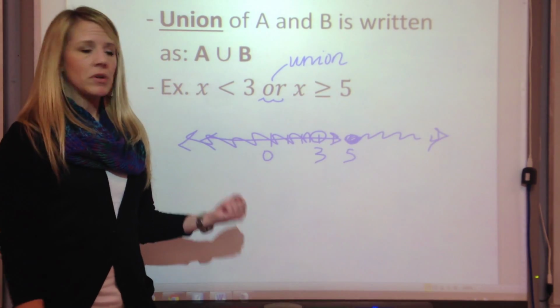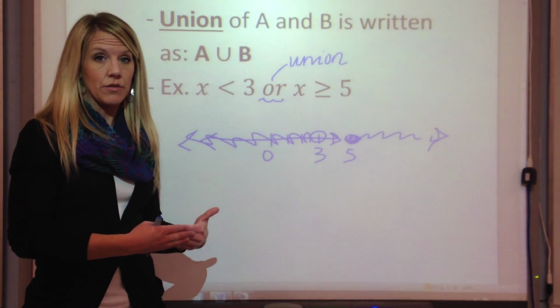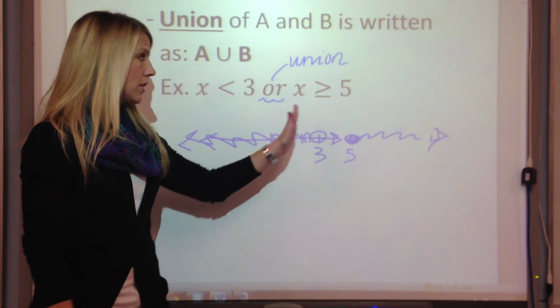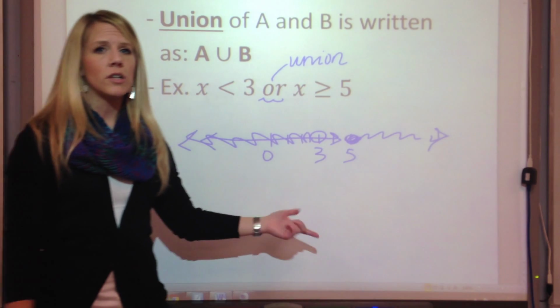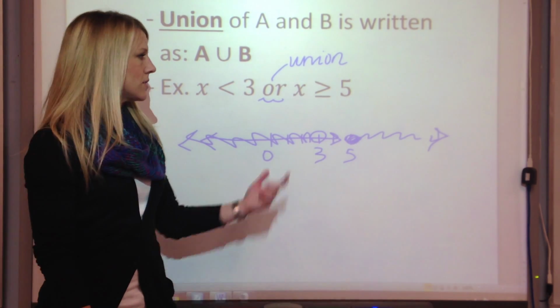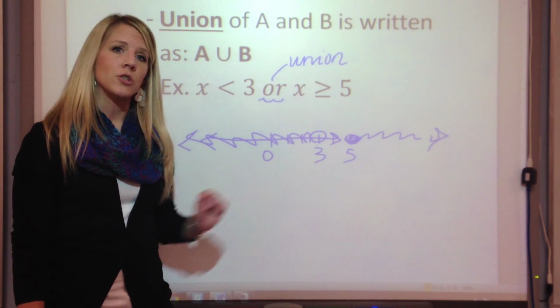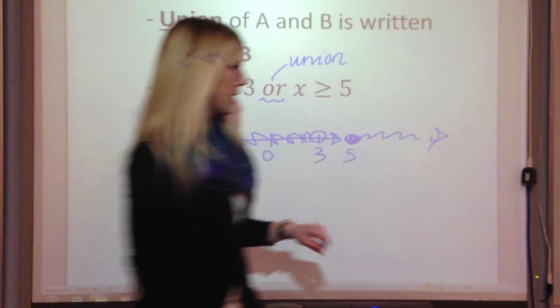Is there an overlap? No, there is no intersection of the two sets. It's either x is less than 3 or x is greater than or equal to 5. And we'll look at a couple of different situations in class in which we would have an or situation occur. Okay.